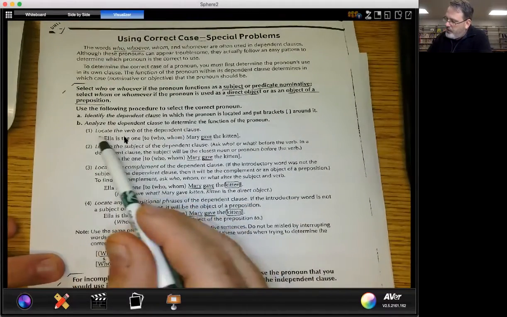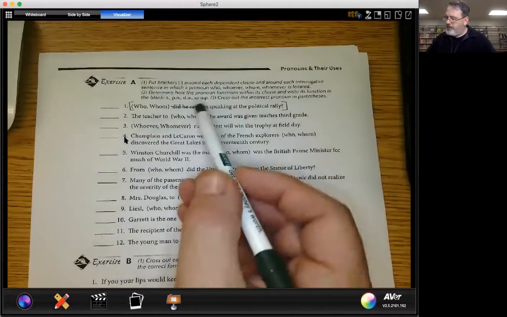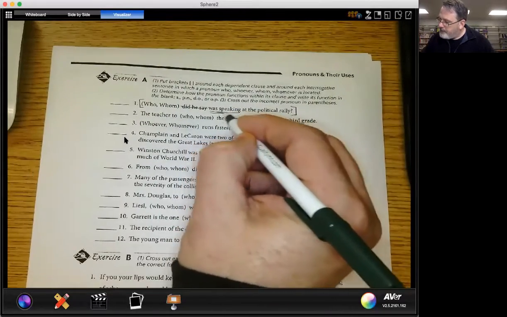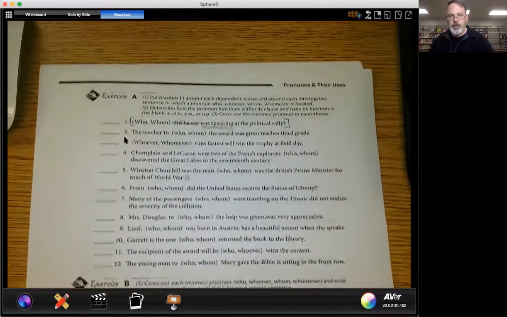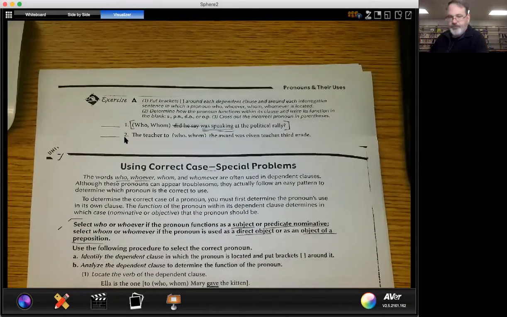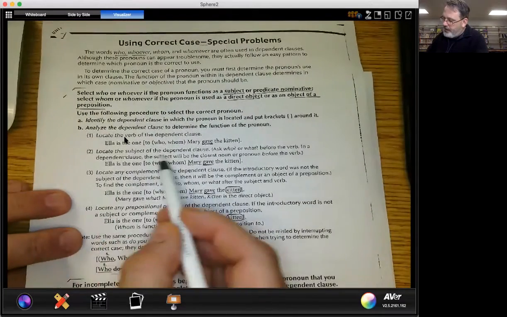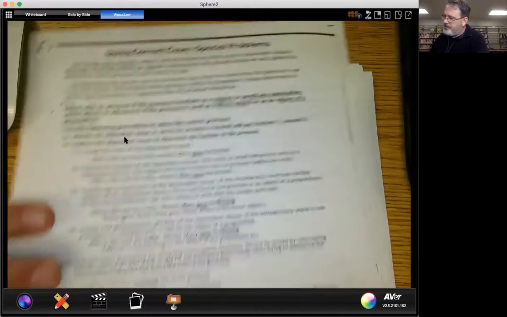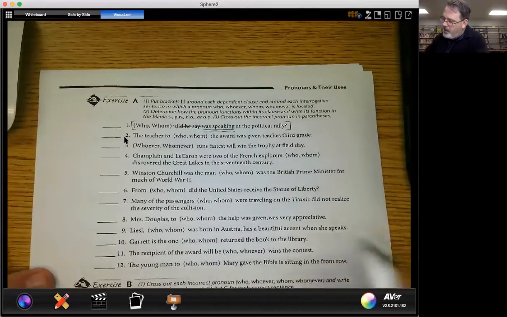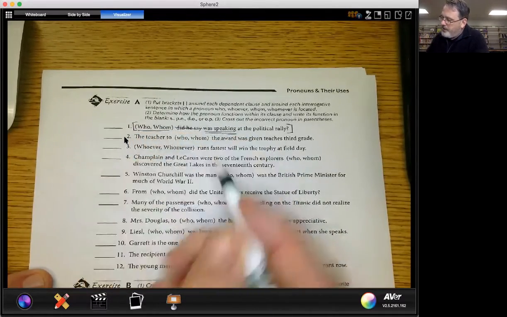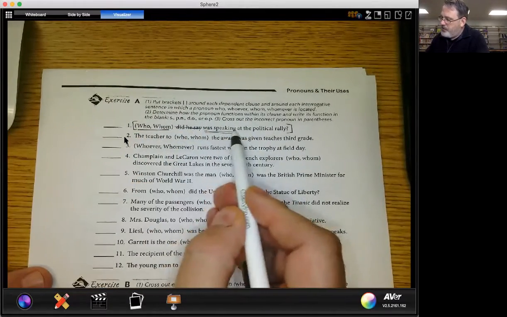Then it says locate the verb. What's the verb of this sentence? It's was speaking. See that? That's the verb. I'm going to put this here. After you locate the verb, you locate the subject, then locate the complement, and then the prepositional phrases. All right. Well, we're going to end up stopping here because the subject is who was speaking.